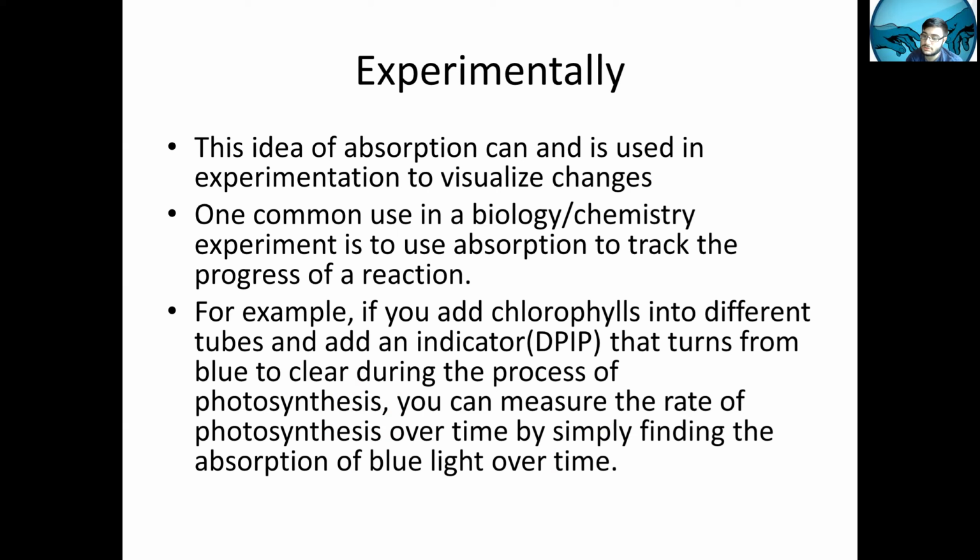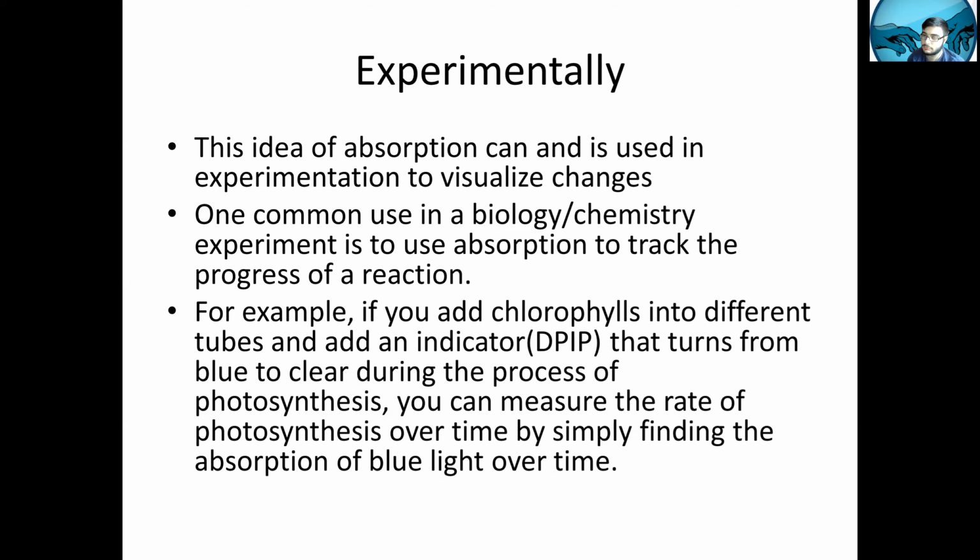And so when it does this, you can measure the rate of photosynthesis by simply finding the absorption of blue light over time. So you would put the chlorophylls in a test tube, you would put the indicator in, it would spin around and it makes it blue. Then you would keep it outside in the sunlight, and then every, say, minute, you would measure the absorbance, every minute, and then you can record it, and you can just make a graph of it over time.